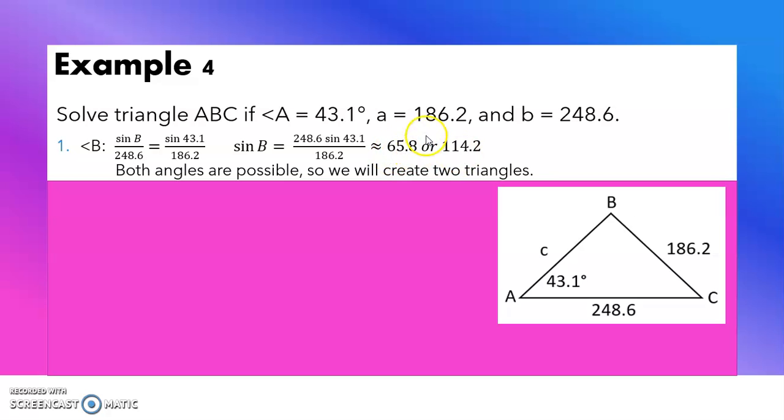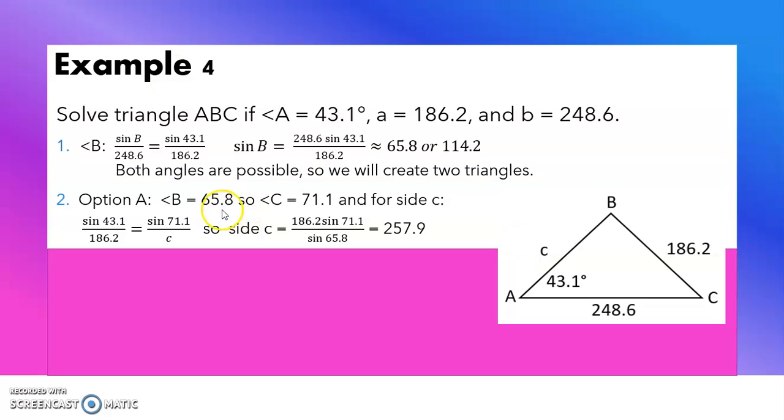So option 1 is 65.8 degrees for angle B. So find angle C and side C for that. So with angle B at 65.8, I found out that angle C is 71.1. I just did 65.8 plus 43.1, and I subtracted from 180.